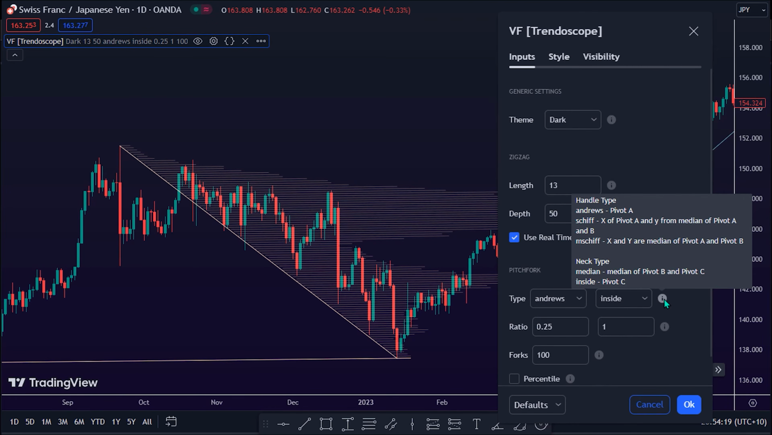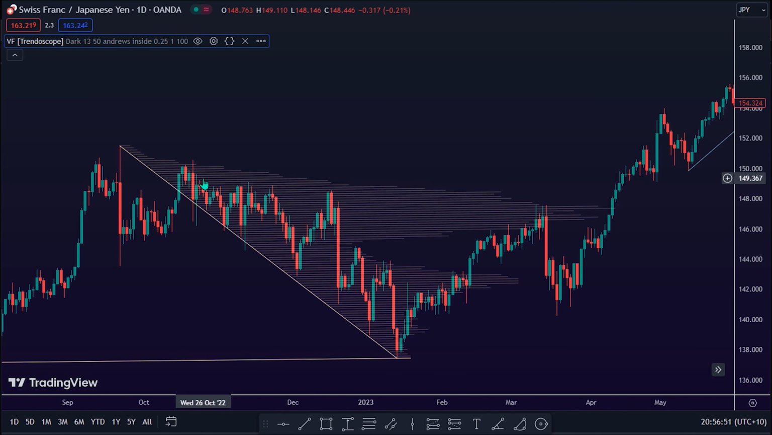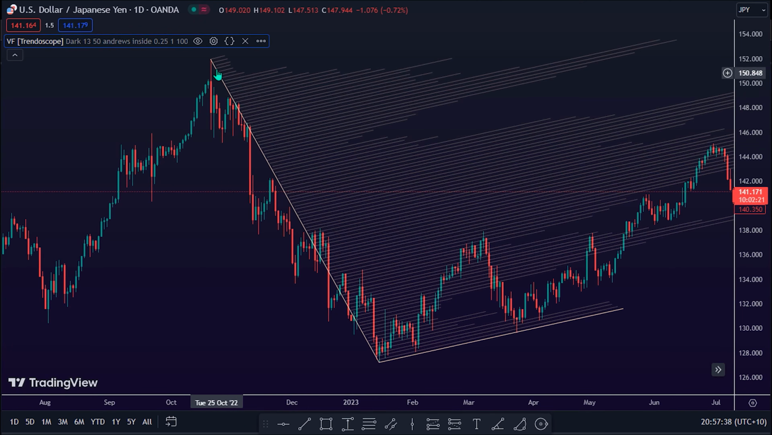Schiff pitchfork handle starts from bar of A and price of the middle of AB and joins the base at mid of B and C. Forks are drawn based on fib ratios from the handle. Modified Schiff pitchfork handle starts from mid of A and B and joins the base at mid of B and C. Forks are drawn based on fib ratios from the handle.